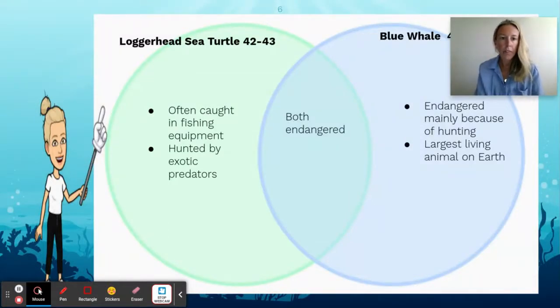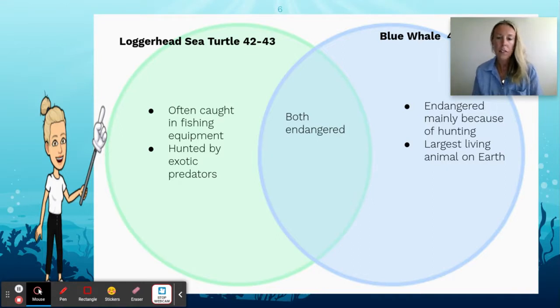Let's look at a Venn diagram for the Loggerhead Sea Turtle and the blue whale. Boys and girls, I have started this Venn diagram for you, but in addition to your reading on Epic or from your Endangered Animals book, you are going to continue completing this Venn diagram.